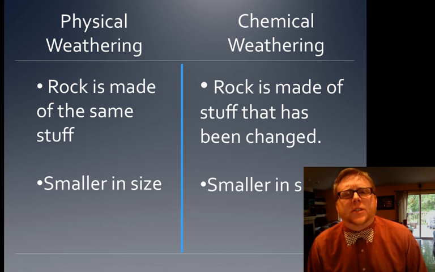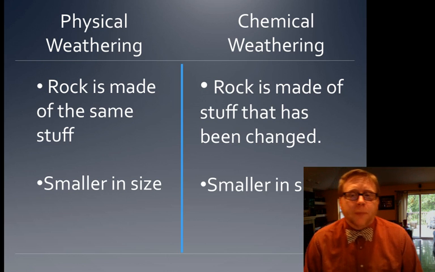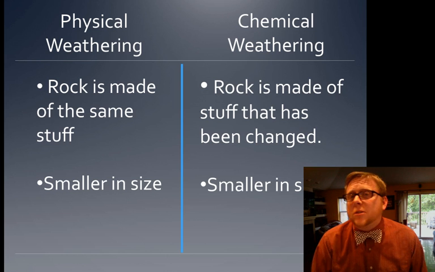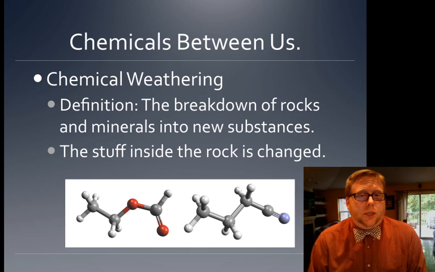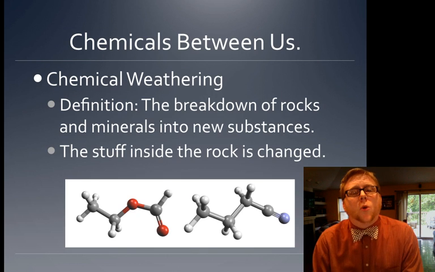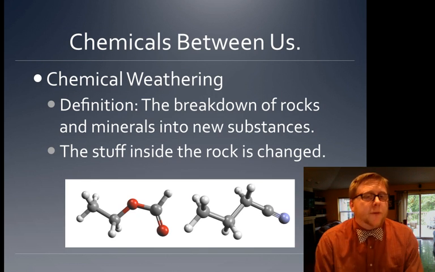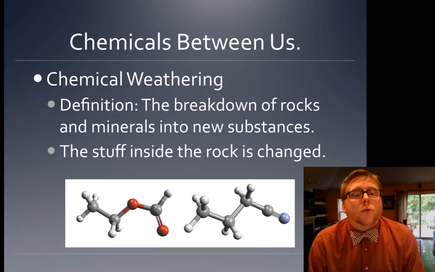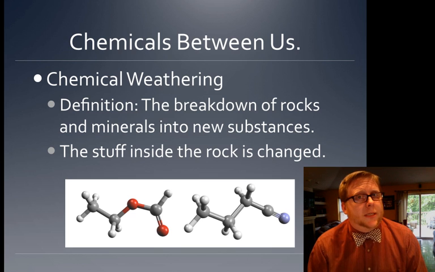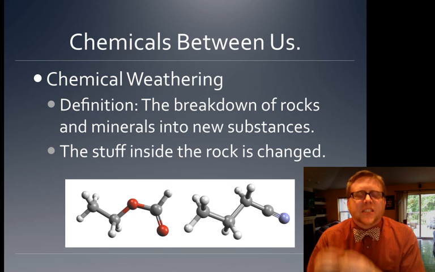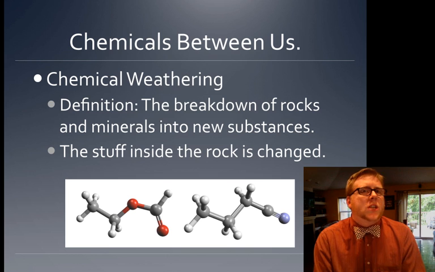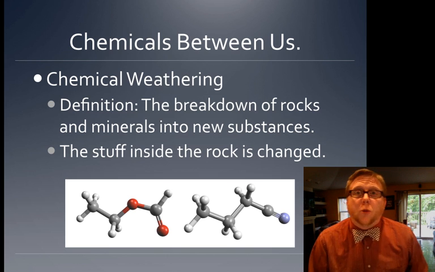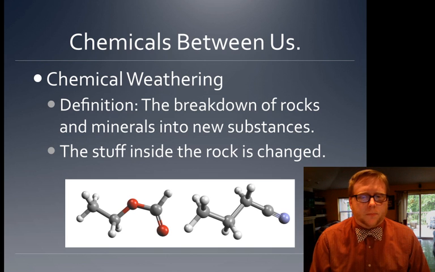Today, we're going to look at the other side of this chart, and we're going to look at chemical weathering. Chemical weathering is where the rock is still going to stay the same, but the stuff inside of it is going to change. So let's look at chemical weathering. The official definition that I want you to use for your notes is that chemical weathering is the breakdown of rocks and minerals into new substances. That's important. It's a new material, a new substance that's coming off the rock. The rock is still smaller, but it's made of something completely new.